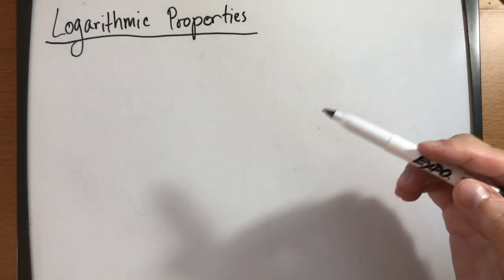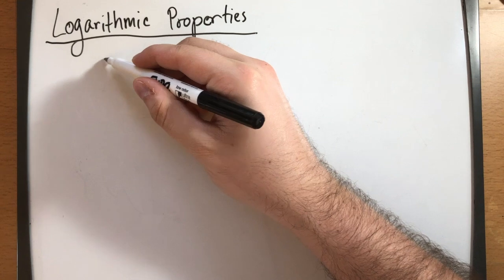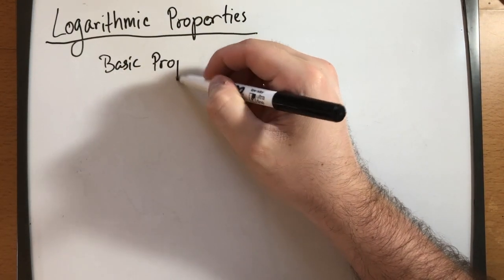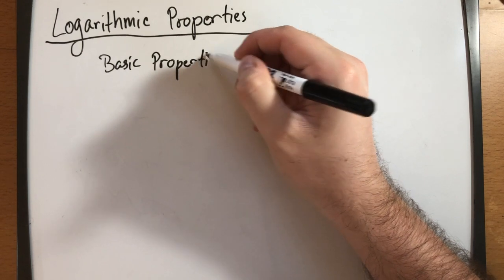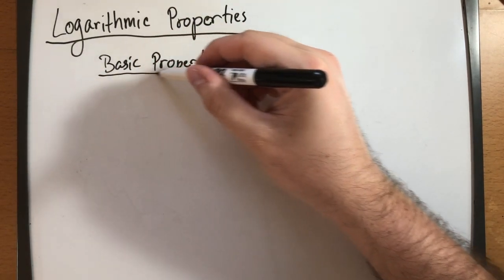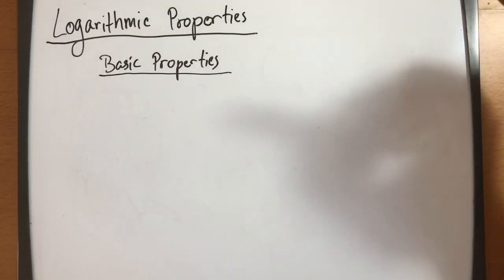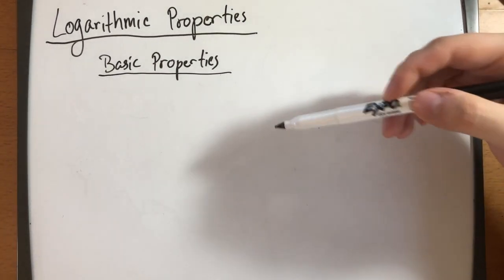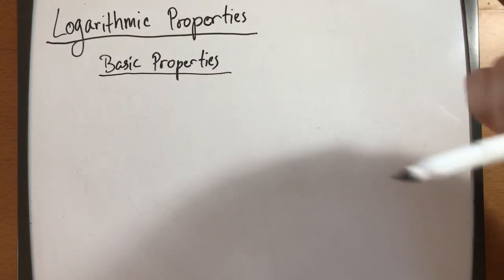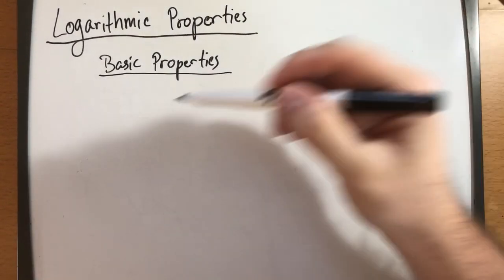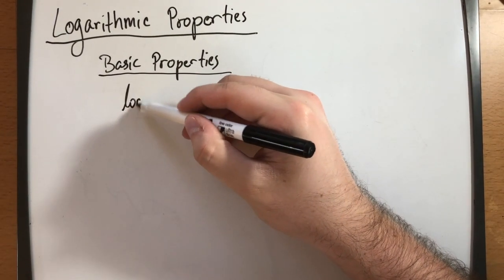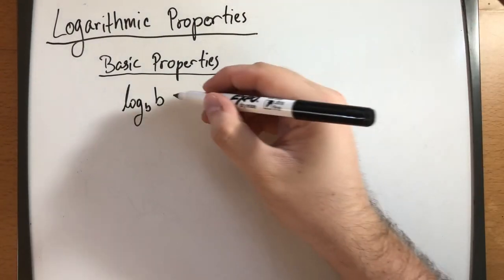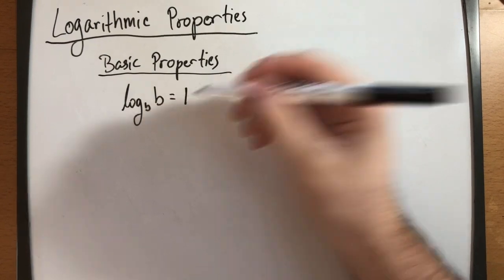So the first basic logarithmic property, these are going to be the basic properties. So there are three basic logarithmic properties that when you see them, you need to know them without even thinking. So the first one is log base b of b. This is equal to 1.